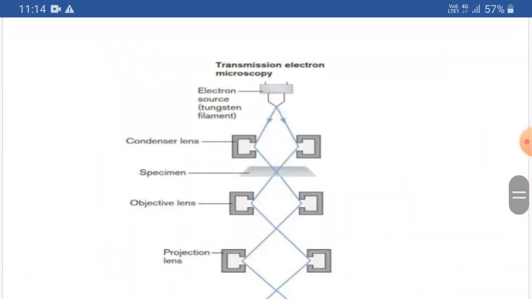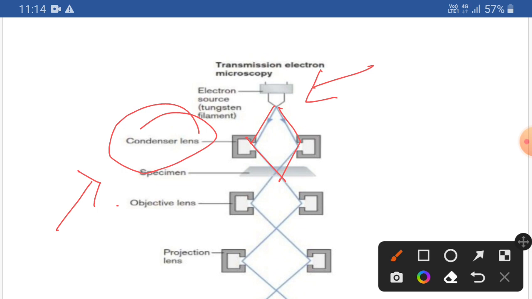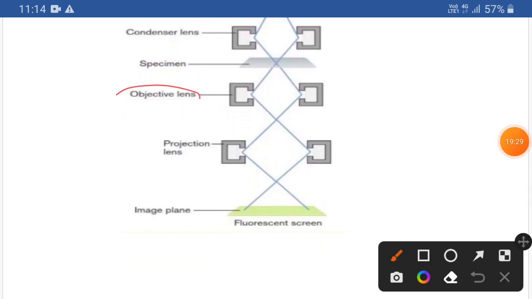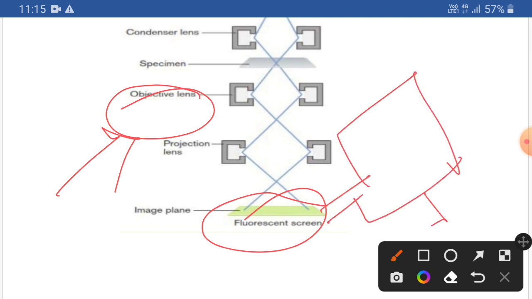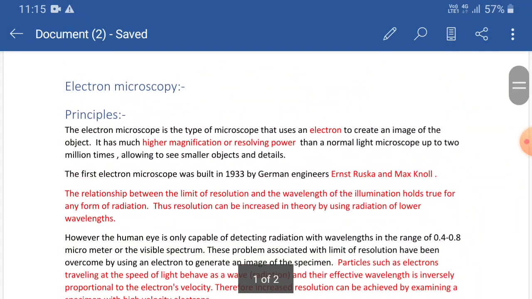Here we are using a white hot tungsten filament that will produce high velocity electrons. These electrons will be condensed towards the specimen with the help of an electromagnet condenser. From the specimen, the electrons are transferred to the fluorescent screen or photographic plate by a series of magnetic objective lenses. From that fluorescent screen, a computer program will generate the structure of the specimen for us, so that we can visualize it. That was the concept of electron microscopy.